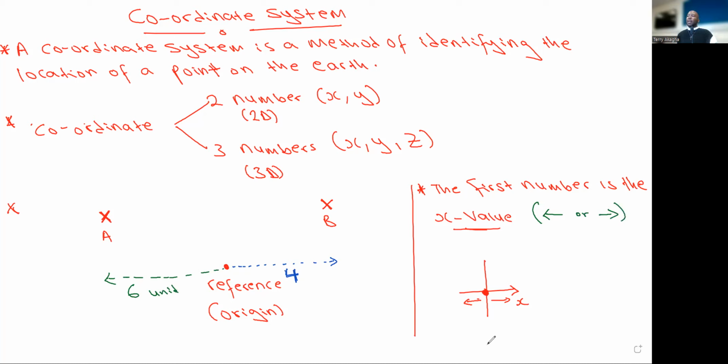Now, the second number there, let me clean this. The second number there is the Y value, all right? So the Y value is a little bit different. What it tells you is how far up or down you should go. So the second number is the Y value.